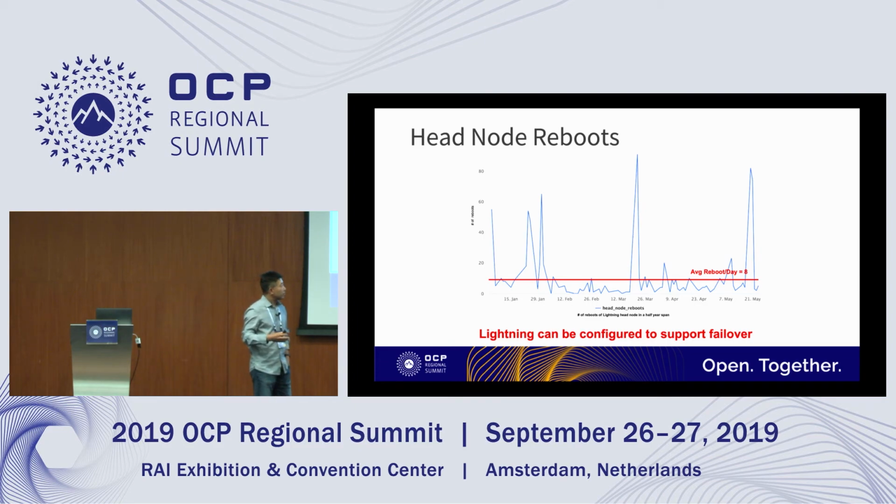To understand the impact, I actually did some analysis on our fleet. The title here is head node reboots. It's basically how many head nodes go down within a day. This is roughly a 6 month span of time, and there are roughly 1,000 head nodes in the production environment.